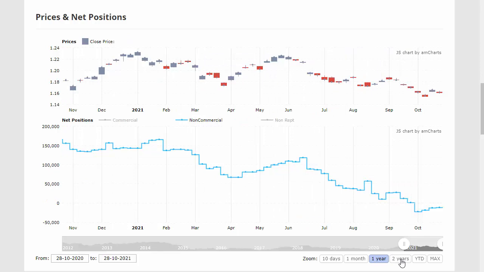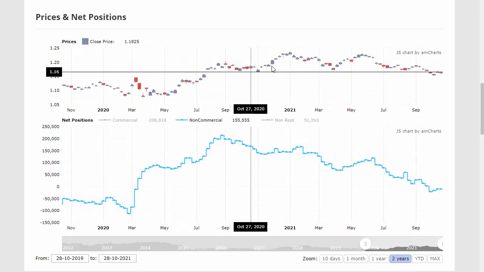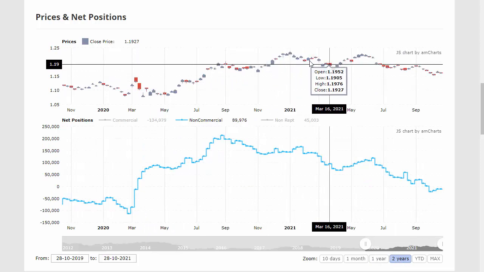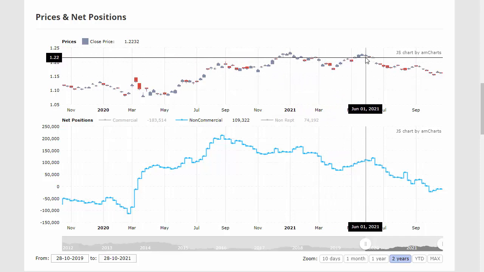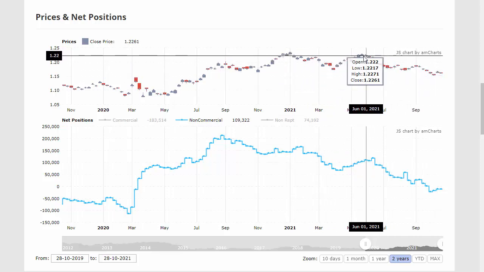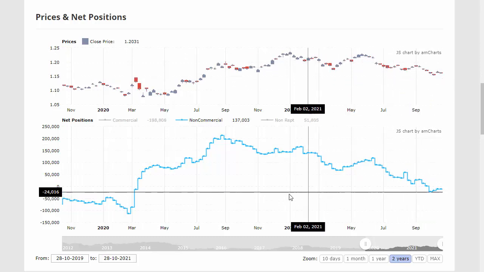Now what we're going to do is take this out to a 2-year, so we get a picture of what's been going on this year. The euro dollar topped out right at the beginning of January, actually, fell for a few months, then came up, almost did a double top, not quite, and then has fallen away since the end of May. Generally speaking, nothing too major, but it has come down since then.